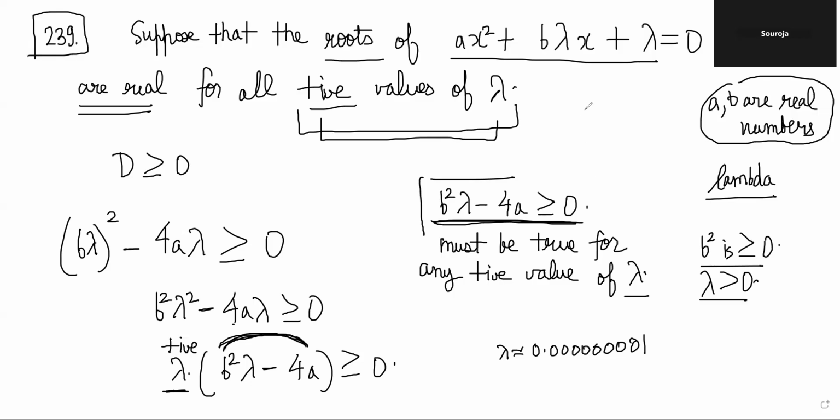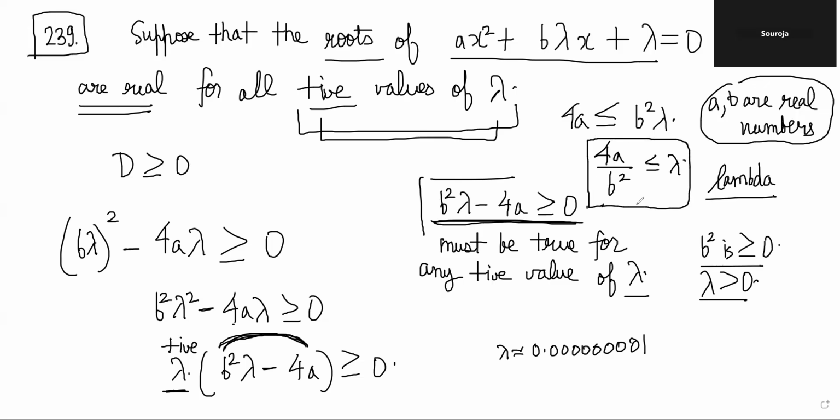So we can say from here, what are we getting? We are getting 4a is less than or equal to b square lambda. So 4a by b square is always less than or equal to lambda. Now notice that lambda can be positive, but it can be a very small positive also. So one way to ensure that regardless of the value of this, the inequality is always true would be if a is less than or equal to 0, the left side is negative and this is positive.